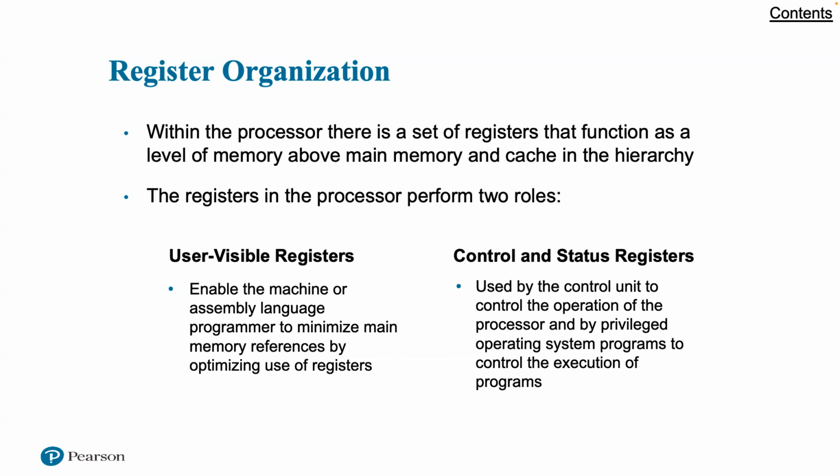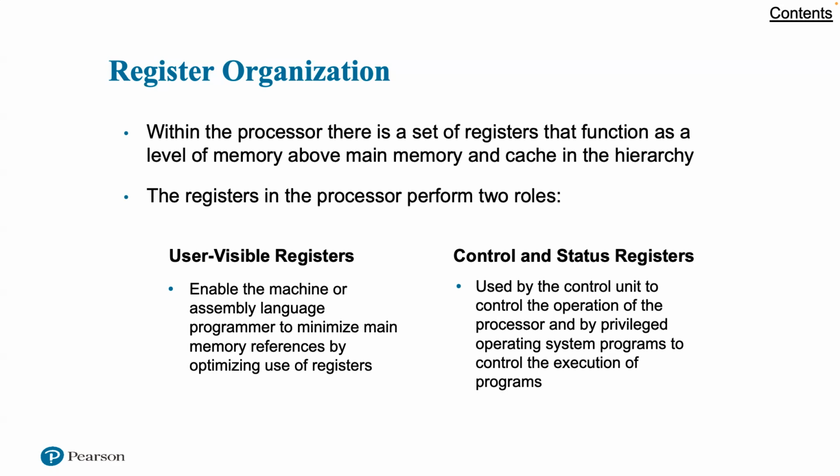Then there's control and status registers. It's used by the control unit to control the operations of the processor and by privileged operating system programs to control the execution of the programs.